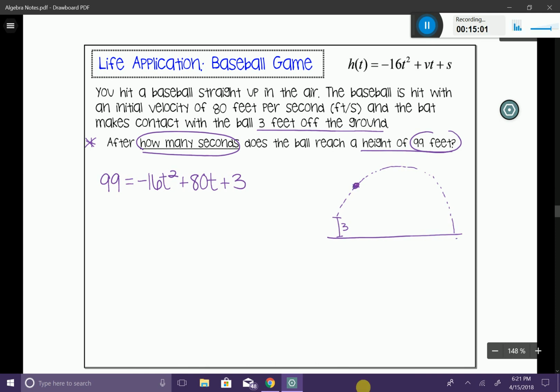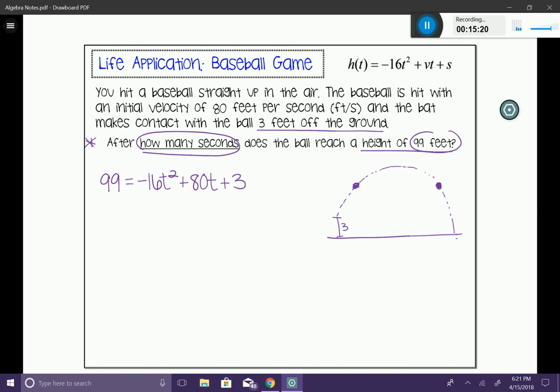But as the ball goes up in the air and hits 99 feet, and then it goes up further, doesn't it come back down and actually hit another location that is 99 feet? So there's actually going to be two locations, which means we're going to have two answers. So let's go ahead and solve this by factoring.